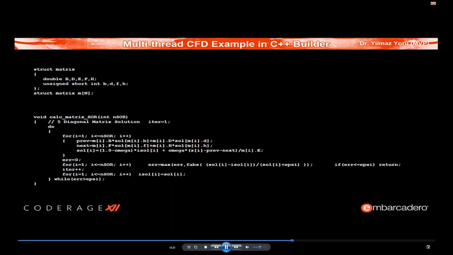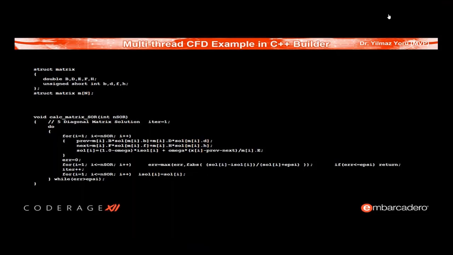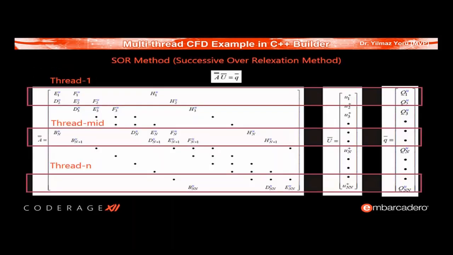Okay. And we also have which number of the nodes is this. So east, west, north, and south nodes have numbers here. And this is the successive over relaxation method, how we calculate all nodes here. This is single core model.